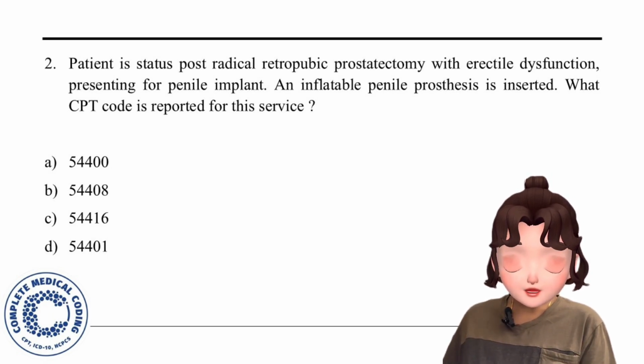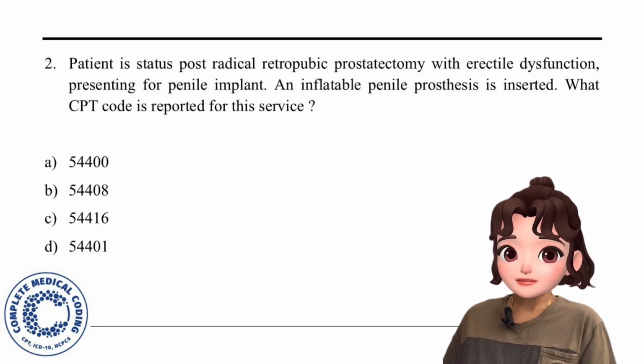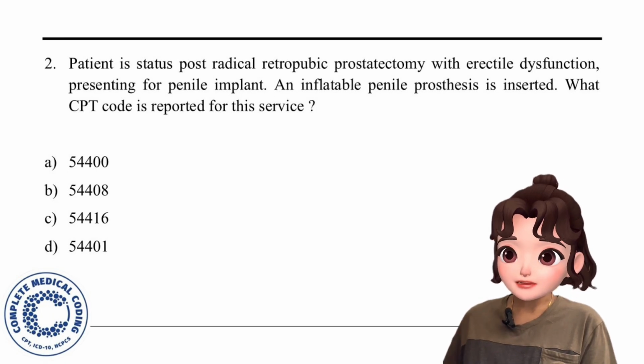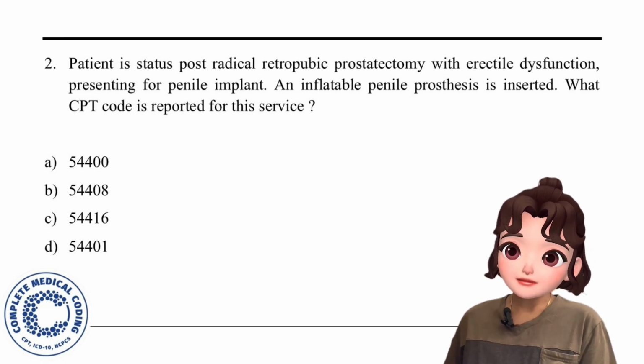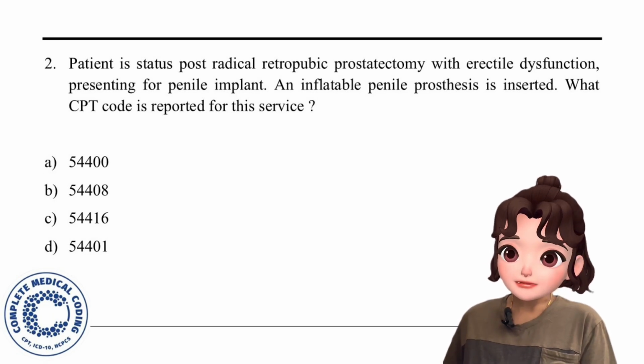Option C, 54416. Removal and replacement of non-inflatable or inflatable penile prosthesis at the same operative session. Removal and replacement. Here, there is no removal, there is no replacement. A new prosthesis. Nothing is mentioned about replacement, right? So, insertion of penile prosthesis. So this is also the wrong code because it is mentioned as removal and replacement.